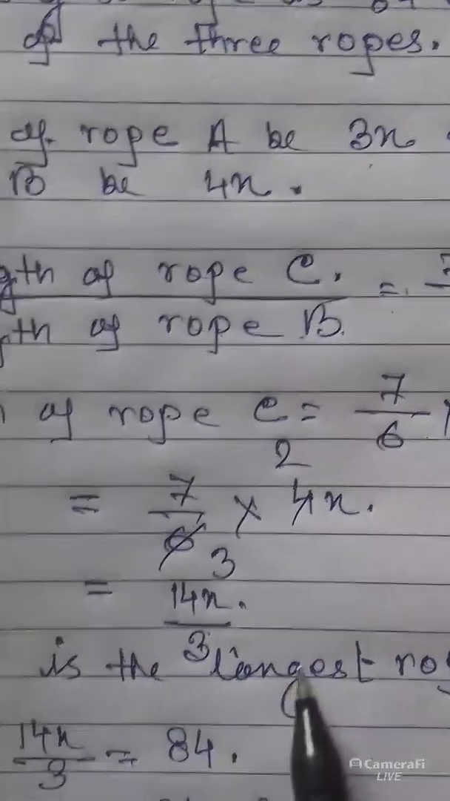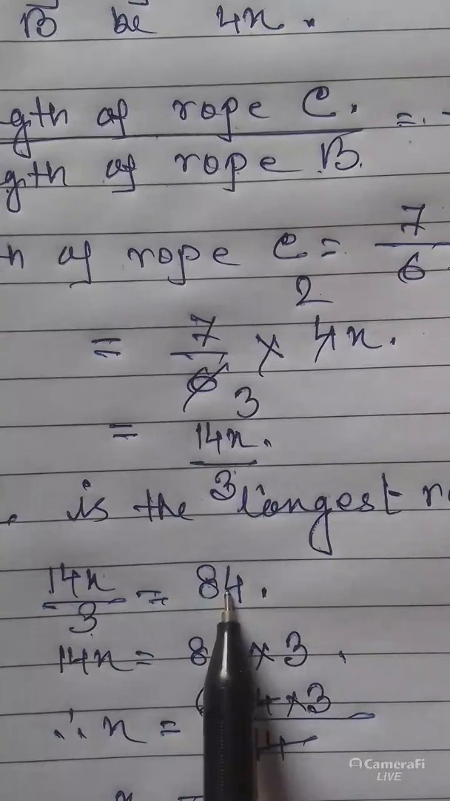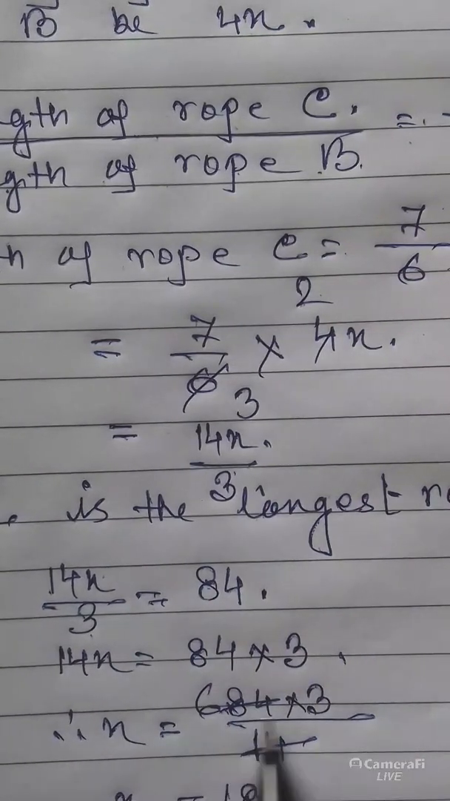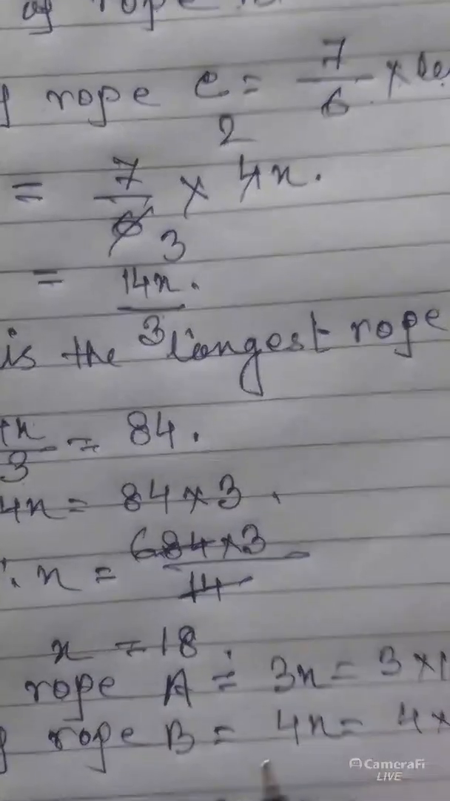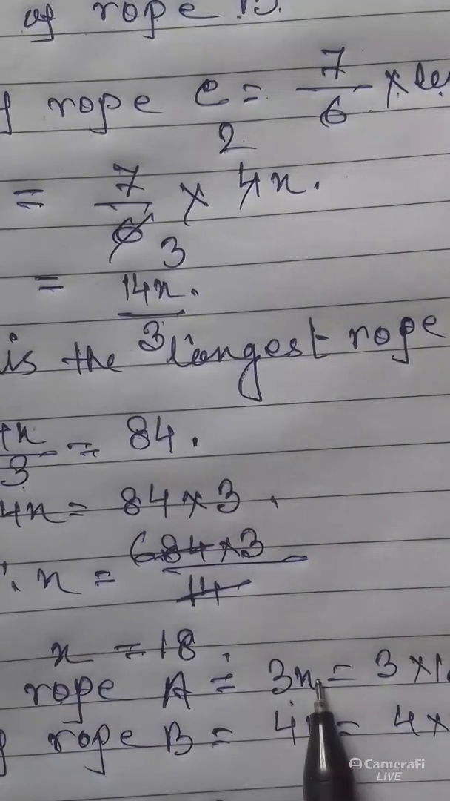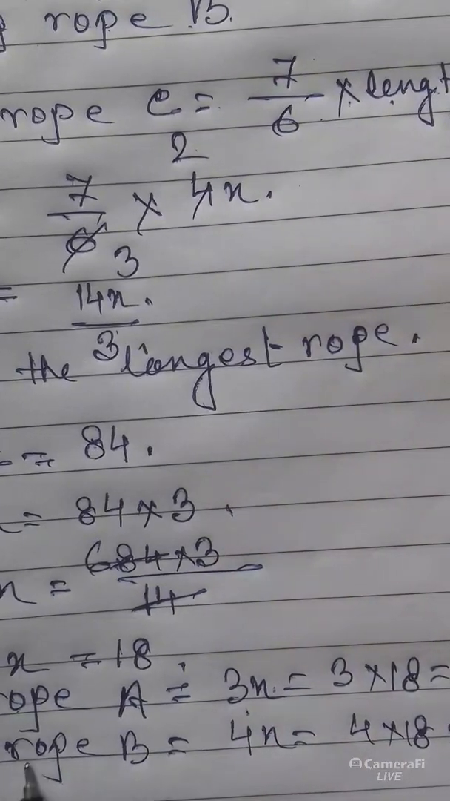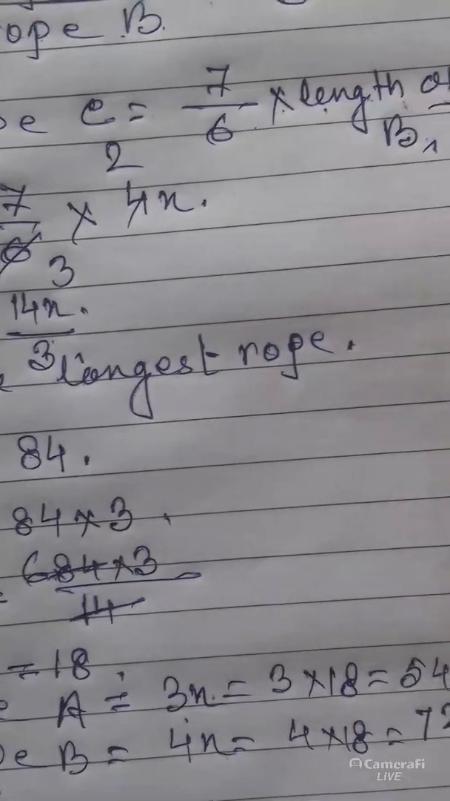As rope C is the longest rope, therefore we can write 14x by 3 equal to 84. So 14x equal to 84 into 3, x equal to 84 into 3 by 14. 14 6s are 84. So x equal to 18. Now length of rope A equal to 3x. Put the value of x, means 3 into 18 equal to 54 centimeter, and length of rope B equal to 4x. Put the value of x again, so 4 into 18 equal to 72 centimeter.